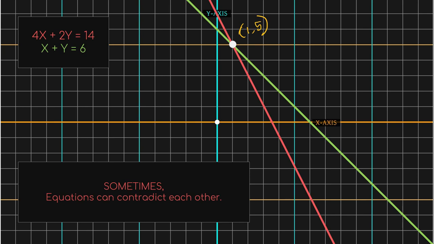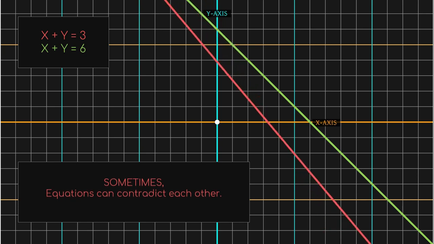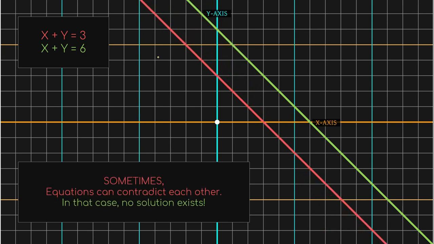In this example, let's say the first equation is x plus y is equal to 3. This is clearly a contradiction because the first equation is saying x plus y equal to 3, and the second equation is saying no, x plus y is equal to 6. So our lines are going to look something like this, parallel lines. And we know that parallel lines are never going to meet at any point, which means no solution exists.